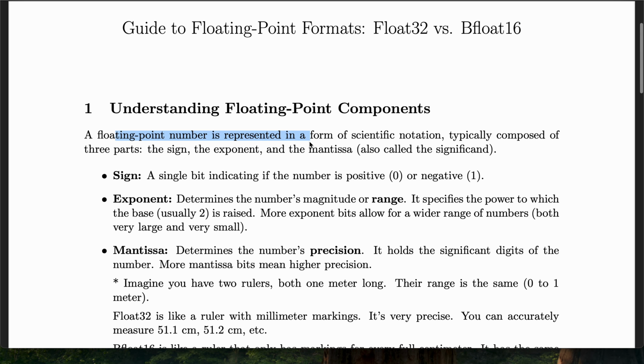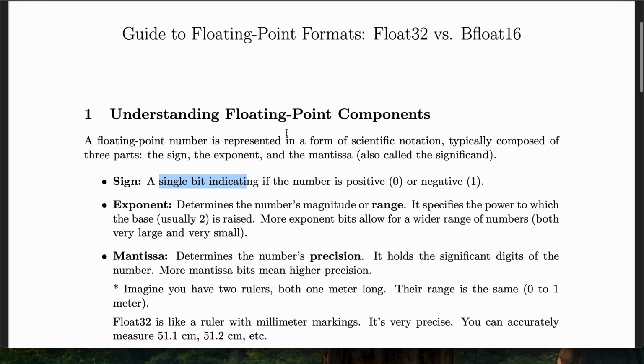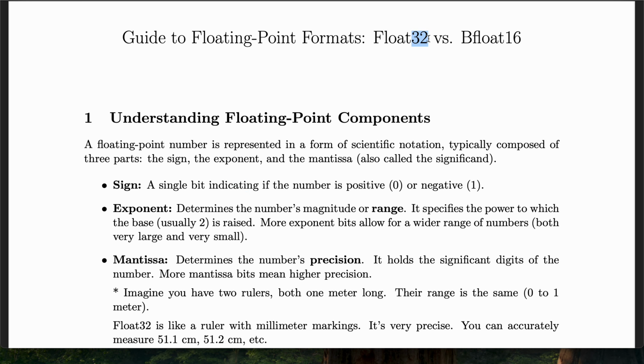A floating point number is represented in a form of scientific notation, typically composed of three parts. This is important: the sign, the exponent, and the mantissa, also called the significand. We're going to be visualizing this later, so don't worry about it. But when you have a number, you need a sign, either positive or negative. So that's a single bit. When we say that a Float32 has 32 bits, we mean that the first bit tells the computer whether it's a positive number or a negative number, and that's represented with a 0 or 1.